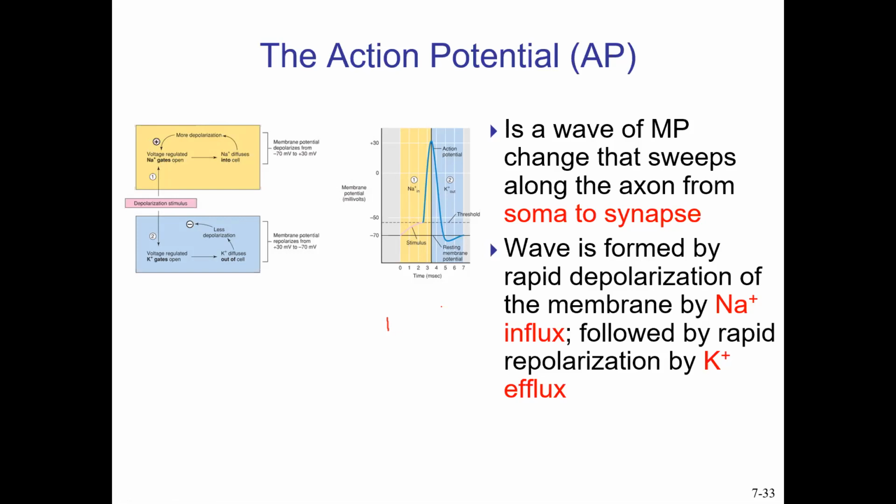Okay. Once it reaches the peak, then what happens? Voltage gated potassium channels open, potassium diffuses out of the cells, and then there is less depolarization. That's why you have repolarization.